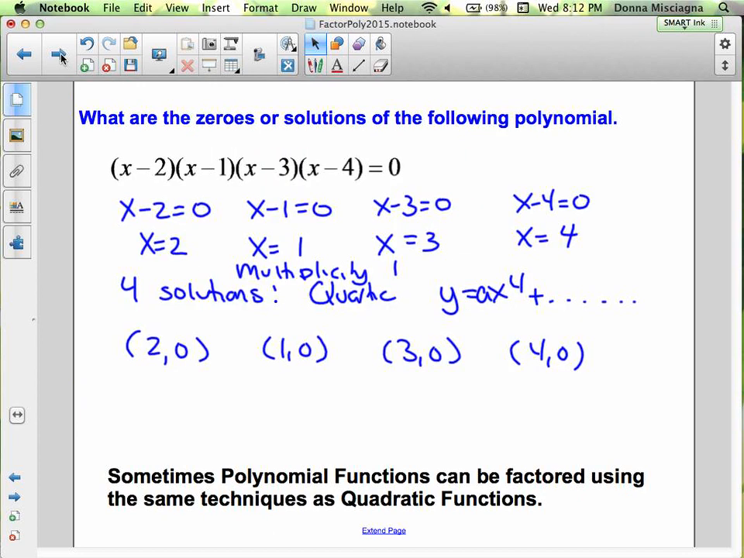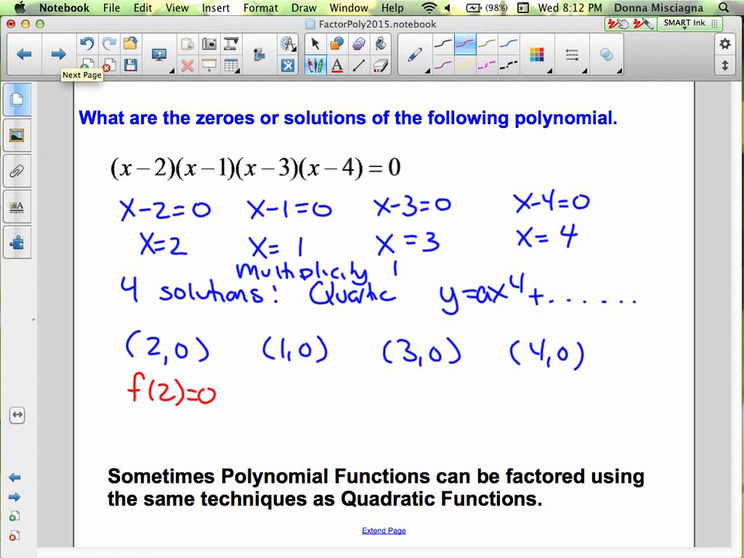So what are the zeros or solutions of the following polynomial? Right? So we have x minus 2 times x minus 1 times x minus 3 times x minus 4 equals 0. So those are our factors. If x minus 2 is a factor, 2 is a solution. And that means 2, 0 is an x-intercept. And f of 2 equals 0.